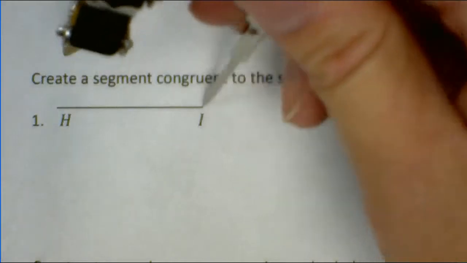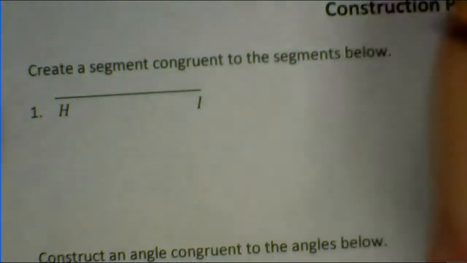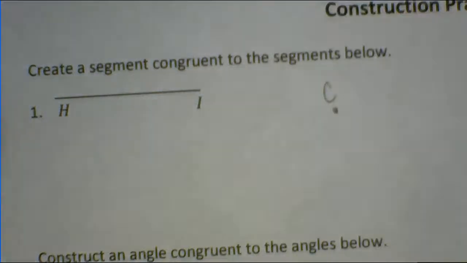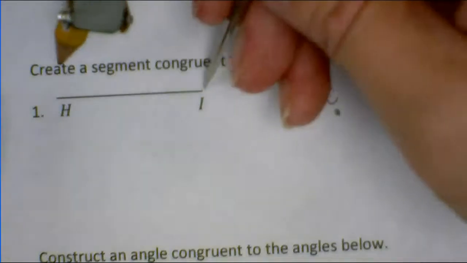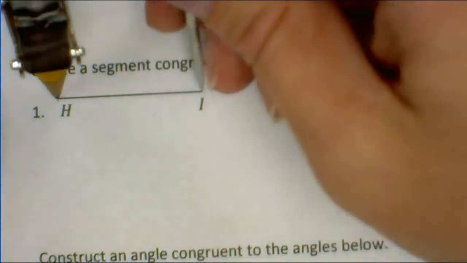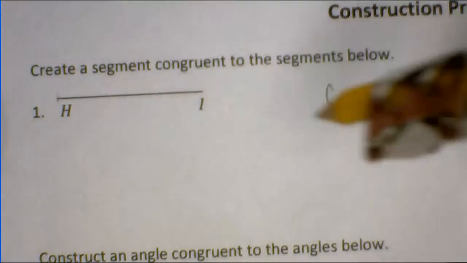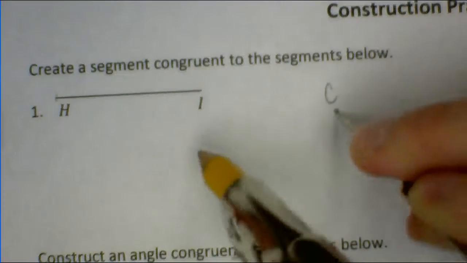So you need to create, first of all, a point that's off to the side of that segment. And you can label it, let's call it C. All right, so now we're going to set the opening of your compass to the distance of segment HI. So notice how Ms. Hogerby is doing that. Just make sure it's the distance. Don't adjust the compass, and you're going to place the point of the compass on point C.